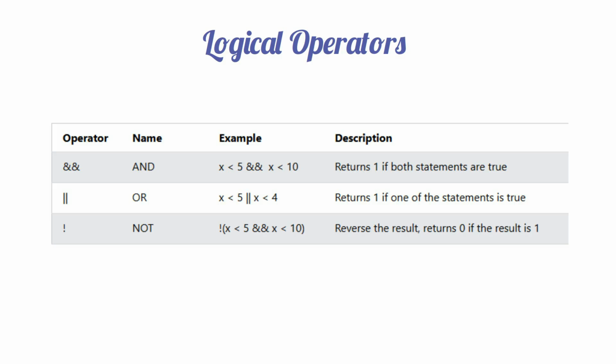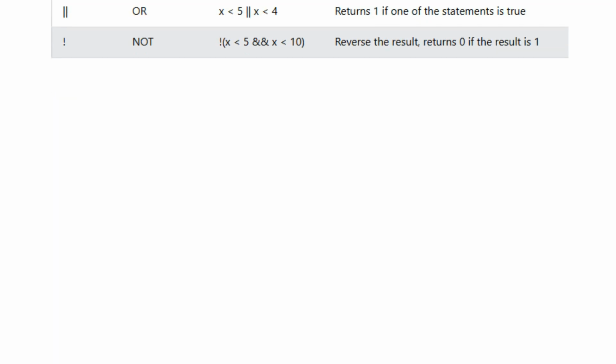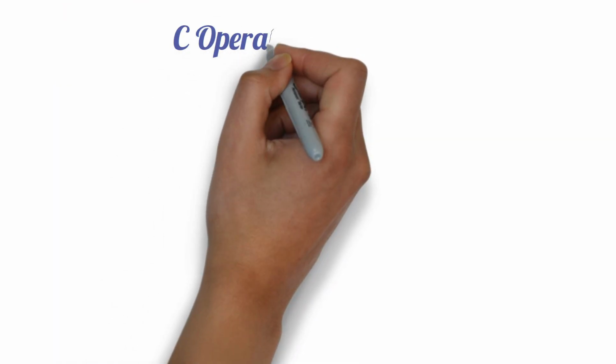Next, we have the not operation. The not operation is really very simple. Just compute x is less than or equal to 5 and x is less than 10. Just compute this. If this is returning true, that is 1, then negate that operation. So it will be returning 0. Reverse the result. That's it. So the not operation will do the reversing of the result.